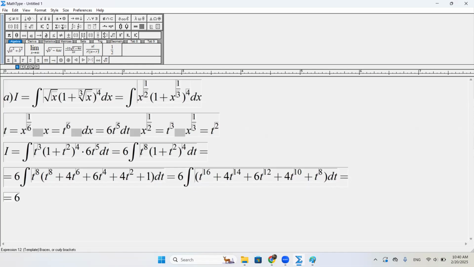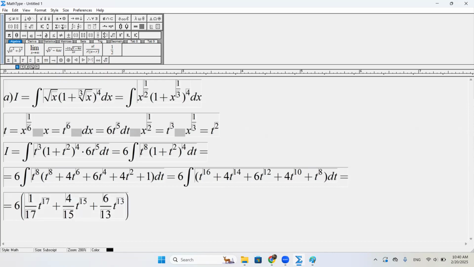And what finally do we have? So let's calculate. So 1 over 17 t in power of 17 plus 4 over 15 t in power of 15 plus 6 over 13 t in power of 13 plus 4 over 11 t in power of 11 and plus 1 over 9 t in power of 9 plus c.